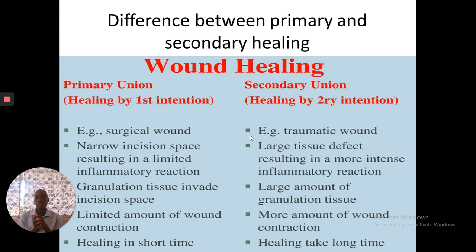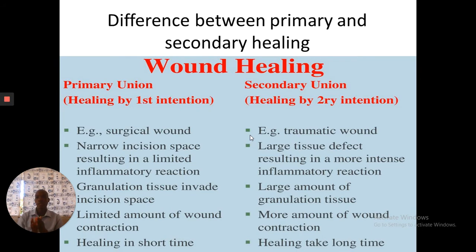So if we compare the two, you will find in primary wound healing, mainly we talk about surgical wounds, but here we talk of traumatic wounds. Of course, not all traumatic wounds, but we generally will talk about the gap between the edges. Now, we've got a narrow incisional space resulting in limited inflammatory reaction in primary union, while in secondary healing, the gap between the edges is quite large. There's a huge amount of inflammation because of course, the amount of destroyed tissue that comes with that.